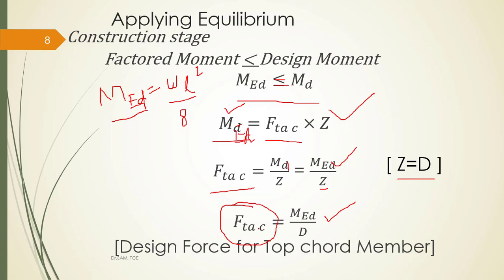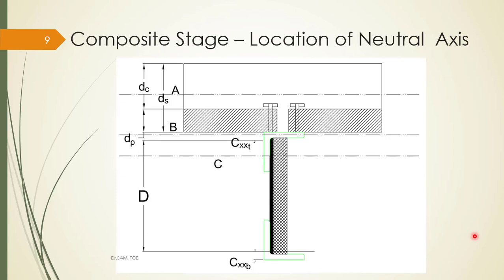For this force, you design the top chord member as a compression member in the construction stage. The rest of the members are not necessary to design in the construction stage. You have to design them in the composite stage. In the composite stage, the concrete hardens and becomes an integral part of the steel truss. The steel truss and concrete act as one unit. Then the behavior is said to be a composite truss.